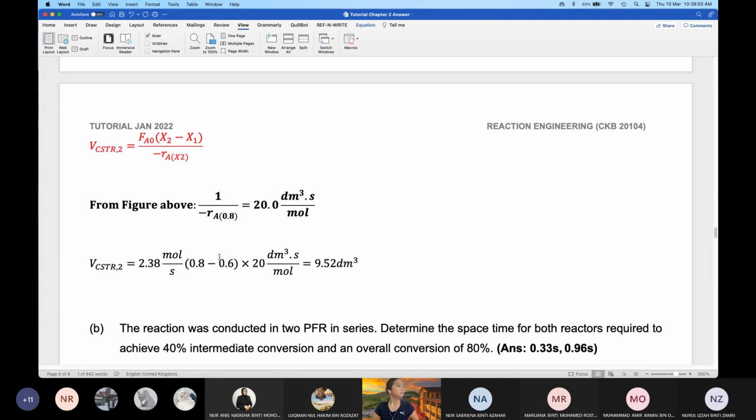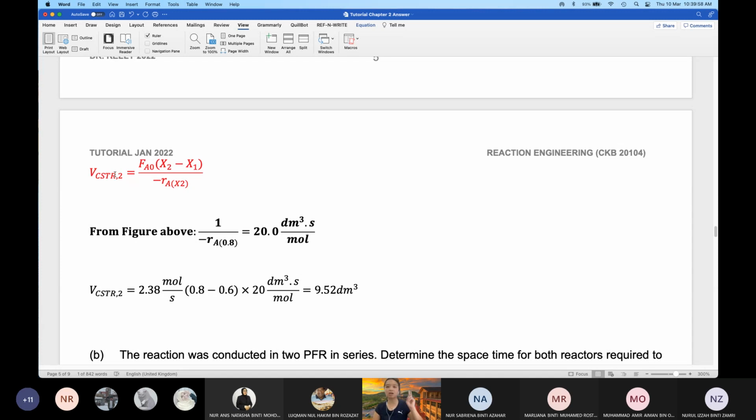Second reactor. So second reactor, volume CSTR2 equals to the formula, don't forget for the second reactor, FA0 in bracket X2 minus X1, close bracket, divided by minus RA at my X2. So X2 is 0.8, X1 is 0.6, and minus RA is at my X2. So when my X is 0.8, my 1 per minus RA is 20 from the plot. Okay, from the plot you already know the value. You just substitute.